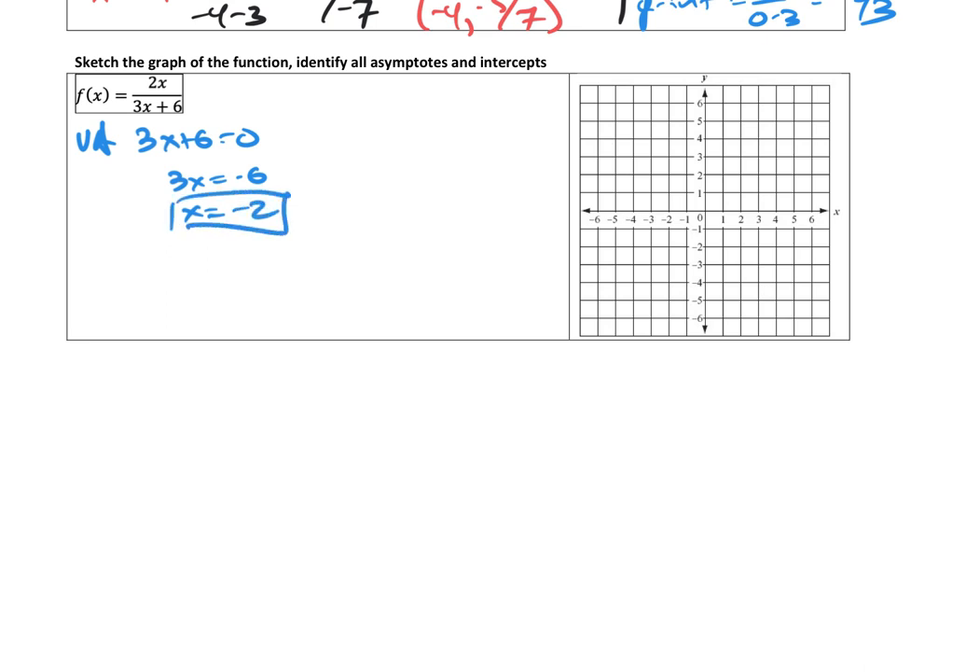For our horizontal asymptote, I'm going to look at my largest terms. All right, we have 2x over 3x. That's going to simplify to be 2 over 3. This is scenario number 1 because the degrees are the same.